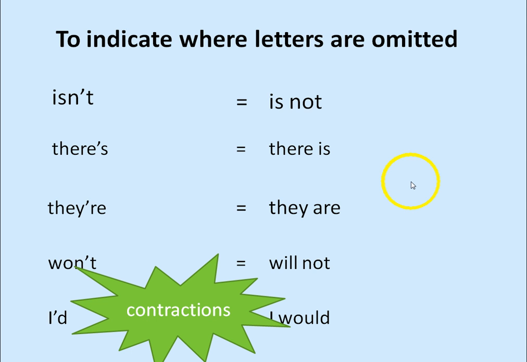So we've looked at two ways in which we use an apostrophe, either to show possession or to show that there are letters missing. I hope that's been useful.